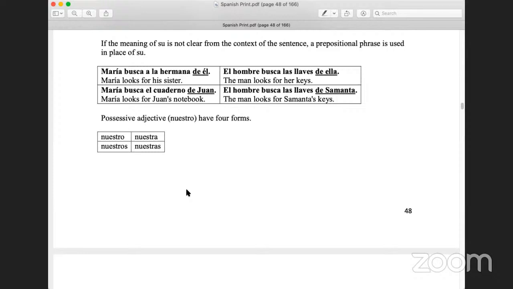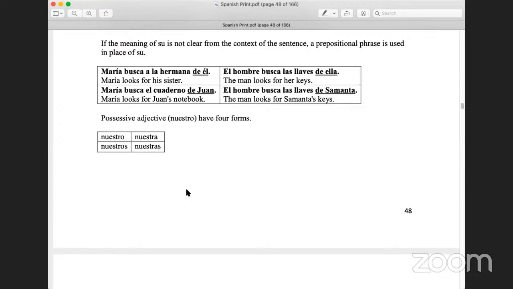It ain't gonna happen. If the meaning of su is not clear from the context of the sentence, a prepositional phrase is used in place of su. Maria busca a la hermana de él. Maria looks for her sister. Maria looks for his sister. Okay, so Maria looks, busca looks, a will be for. And don't forget, busca could be he looks, she looks, you look. So Maria looks for his sister, de él.